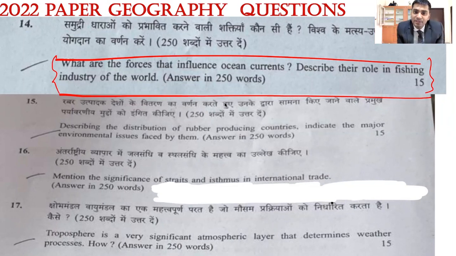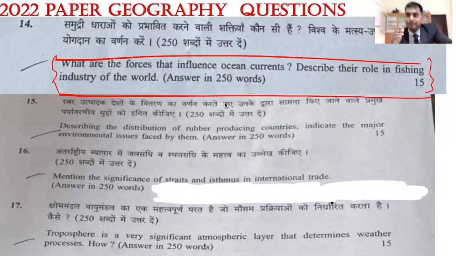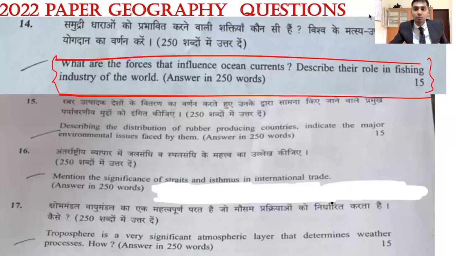Next, describe the distribution of rubber producing industries and indicate the major environmental issues faced by them. I said every year you will have one type of cropping system or one type of industry which is located in a particular locality, and they will ask you to explain about that system. Now this is that system which is being asked here. What are they asking? They are asking you about rubber industries or rubber plantation industries. Now, how can we visualize this answer? This answer can be written only with prior preparation itself.